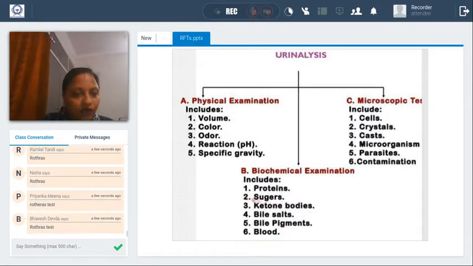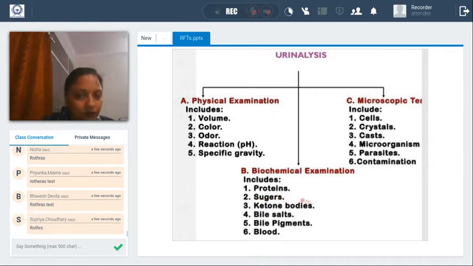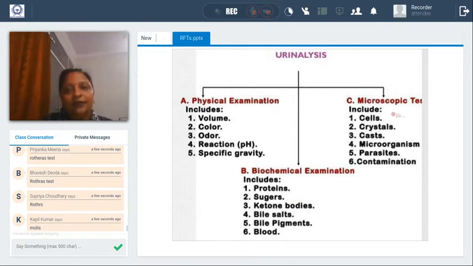And what is the test for sugar? Name anyone. For sugar, we can perform the Benedict test. Okay. And the microscopical test is for cells, crystals, casts, organized and unorganized sediments. Likewise, physical, biochemical and microscopical.